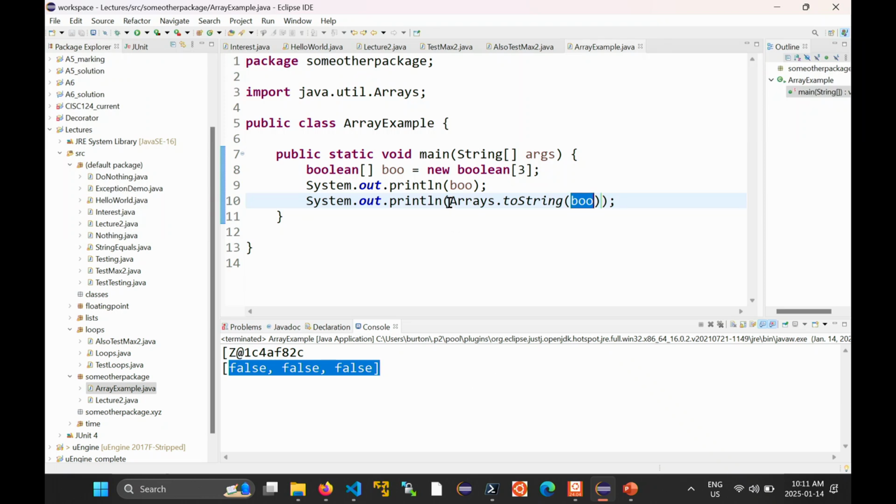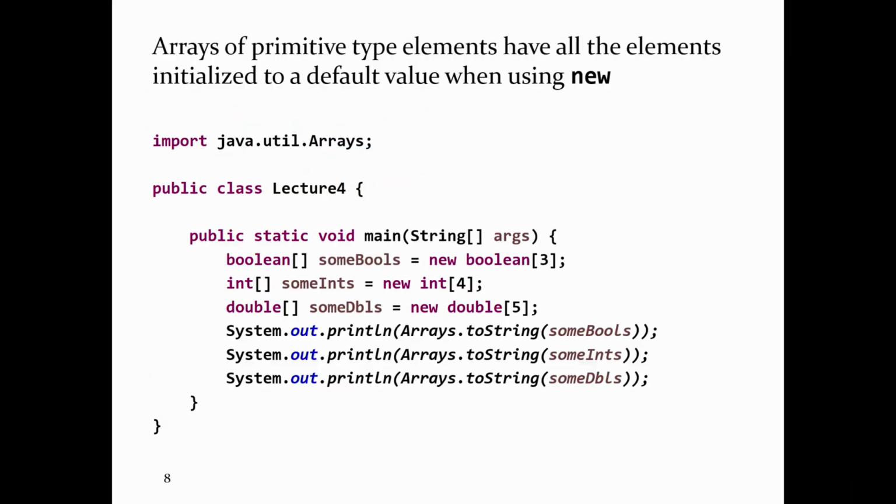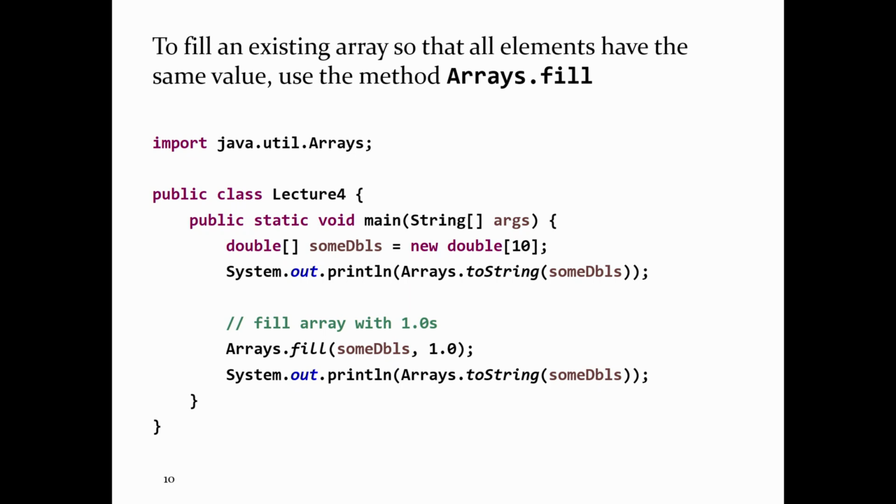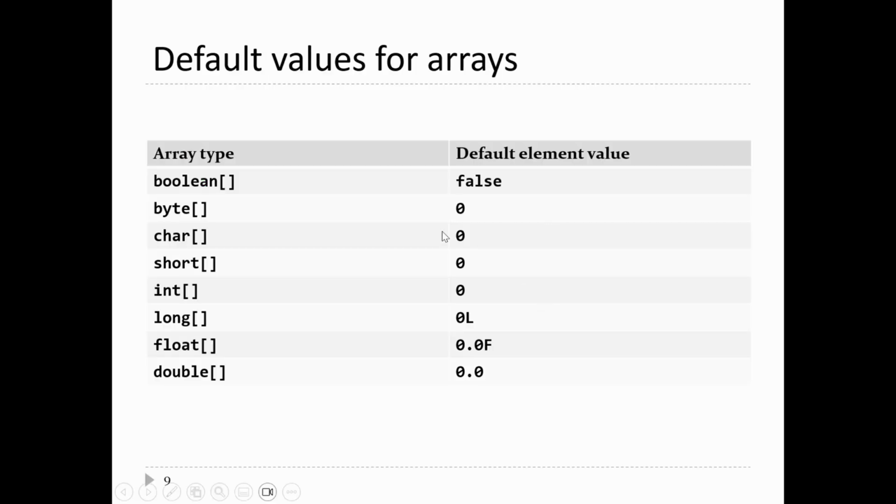So remember, if you want to print out an array, you probably have to call another method to get the string representation of all the elements of the array. This table shows you the default values of all of the primitive types. It's not worth committing to memory at this point in time, but be aware of the fact that when you make an array, all the elements of the array get set to something.